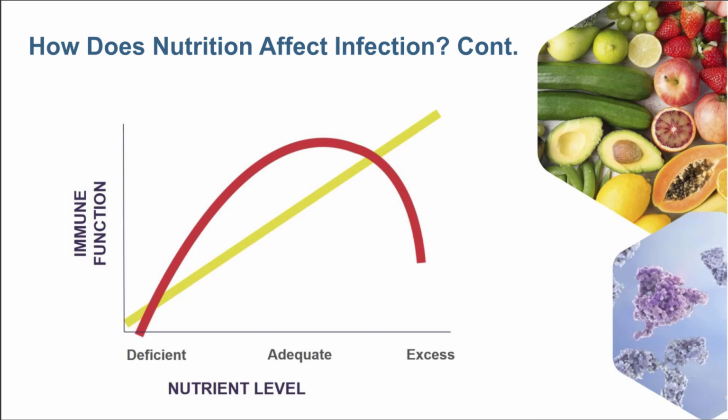A concept that is very important to keep in mind when it comes to nutrition and immunity is that the relationship between nutrient level and immune function is not always a straight line. So more is not always better. Often this relation is curvilinear: you can reach an optimum level of immune response by increasing the level of nutrients, but after that you may actually impair the immune response.